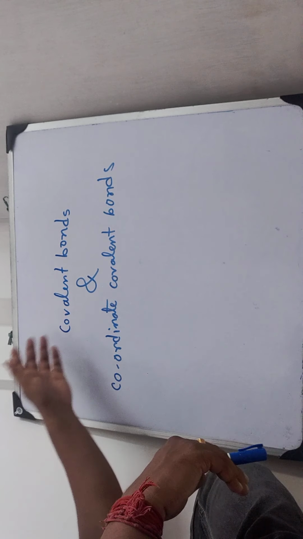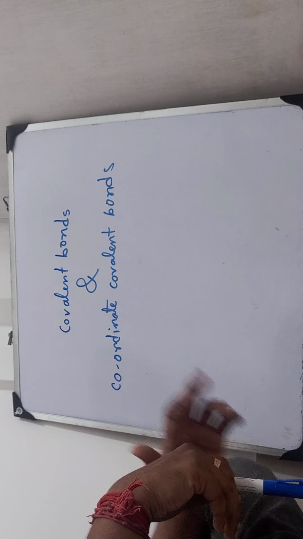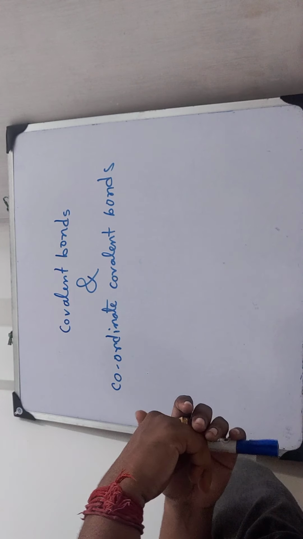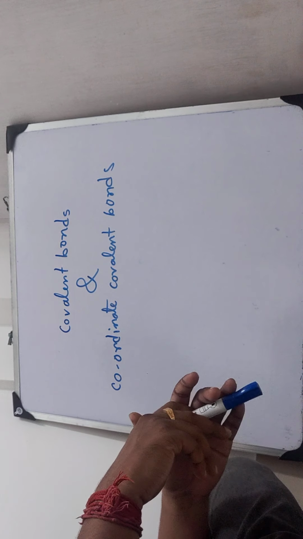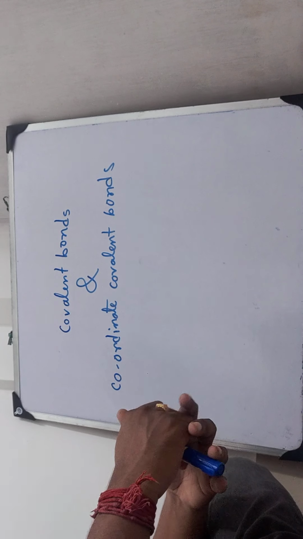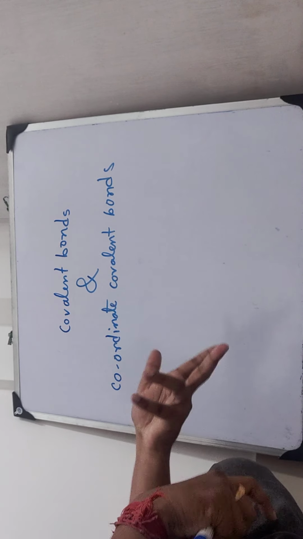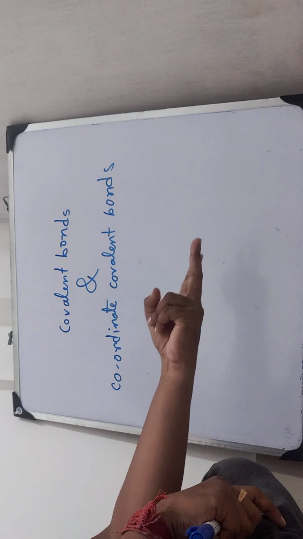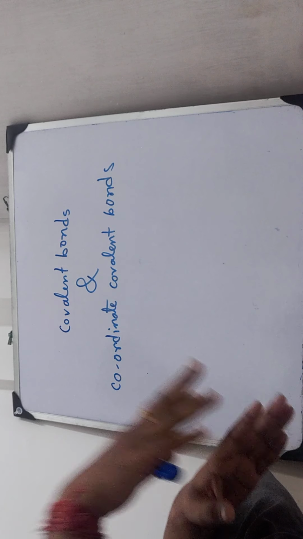Okay, so the only difference between these two types of bonds is: in covalent bonds, during bond formation, two electrons are coming from both the atoms present in a compound. But in case of coordinate covalent bonds, two electrons are coming, but only one of the two atoms will give up the two electrons for bond formation. This is the difference, nothing else.